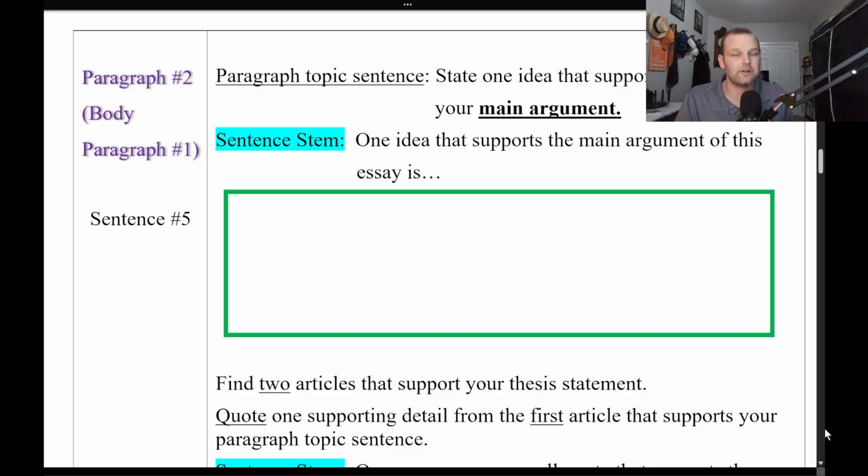Sentence starter: one idea that supports the main argument of this essay is, and then tell the reader one idea that supports the main argument of the essay, and then explain that idea fully throughout the rest of the body paragraph. Now, this sentence starter is a little bland, but it's better than nothing, and it helps you get started if you're really struggling with starting your body paragraphs.